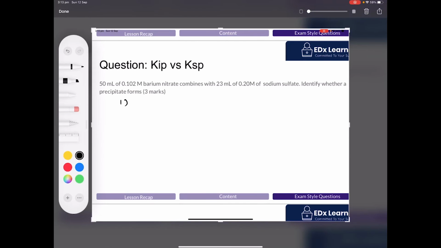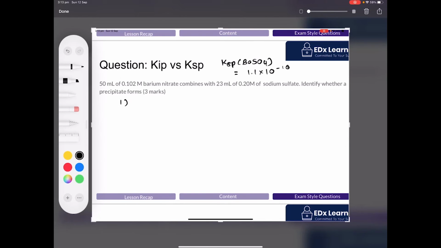All right, let's jump right into it. So, Ta, what's the first thing we do? Identify the KSP for the salt that will form. Sure. Okay. So what is the KSP for the salt, which is barium sulfate? Take it away, Ta. What's the number? 1.1 times 10 to the negative 10.